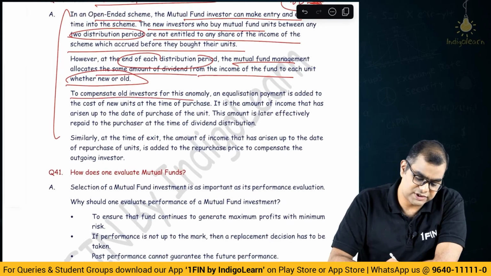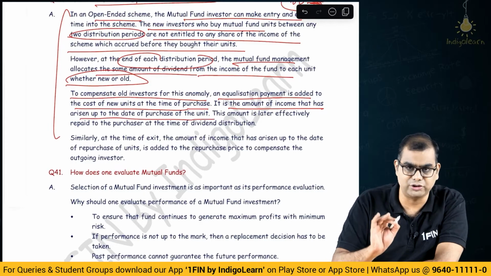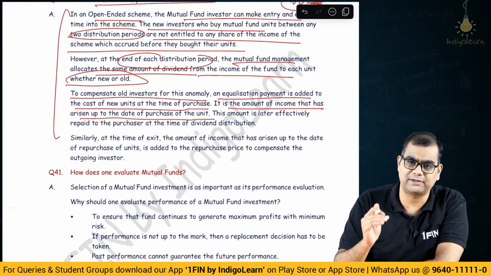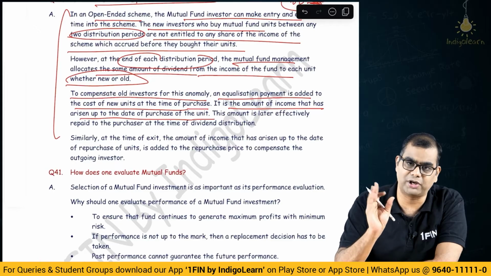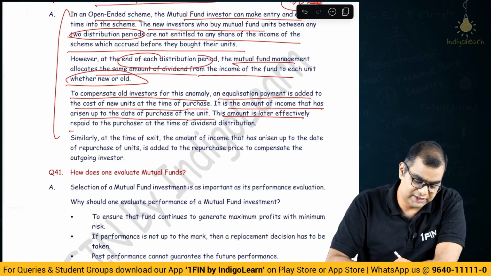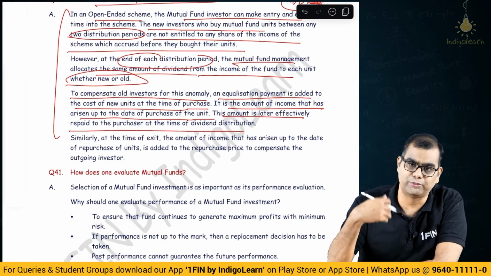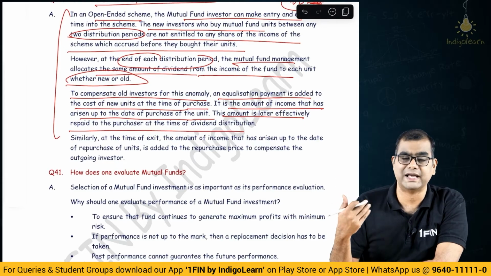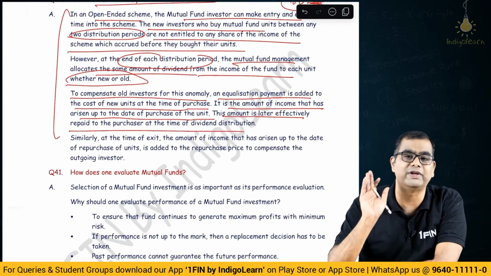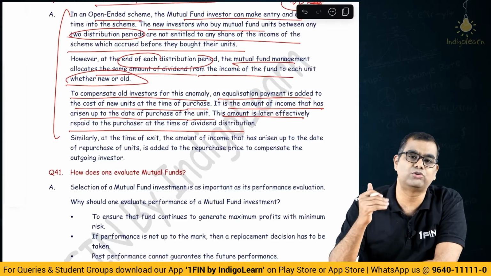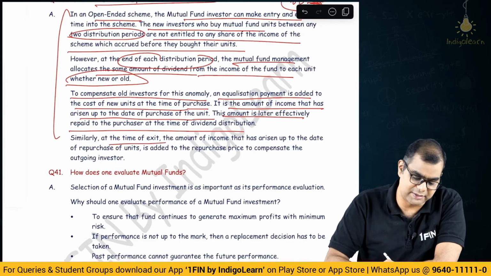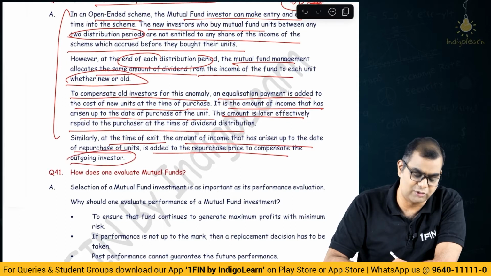To compensate all investors for this anomaly, an equalization payment is added to the cost of units at the time of purchase. It is the amount of income that has arisen up to the date of purchase of the unit. Very simple. Total income that has arisen up to the date divided by the number of units is equal to per unit income. This amount is later effectively repaid to the purchaser at the time of a dividend distribution. So, you pay first 10 rupees, then you get back 11 rupees. This happens only for people who are investing in between, that is just in between 2 dividend declaration periods. Similarly, at the time of exit, the amount of income that has arisen up to the date of the repurchase of the units is added to the repurchase price to compensate the outgoing investor.